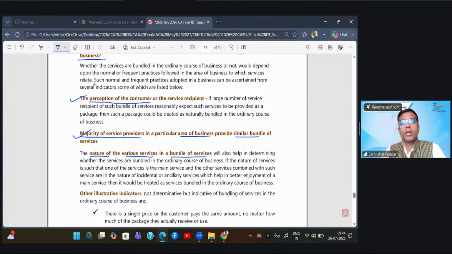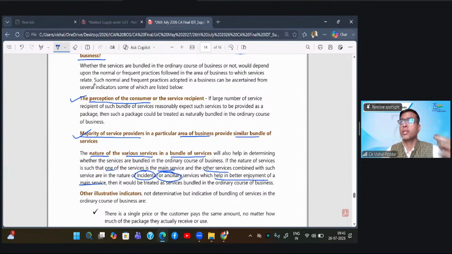Next, the nature of the services which are bundled. Means what? Bundling is done of those items which are complementary. Complementary means that out of this, one of the services is main and the other services which are combined are such that they are supporting the main.